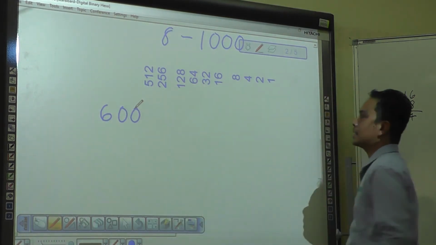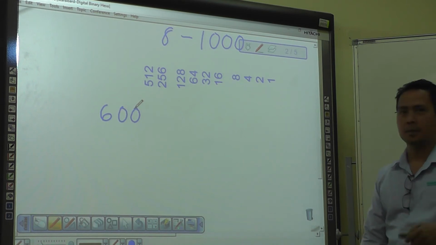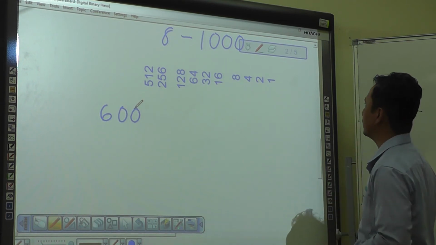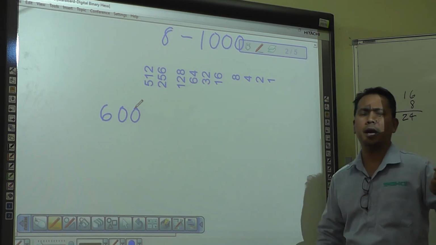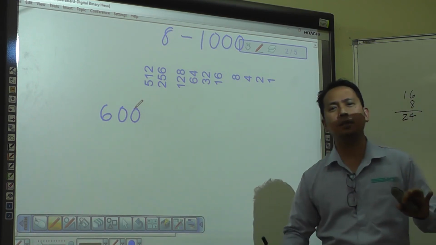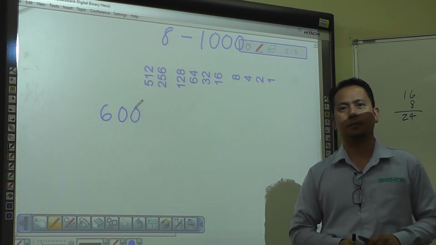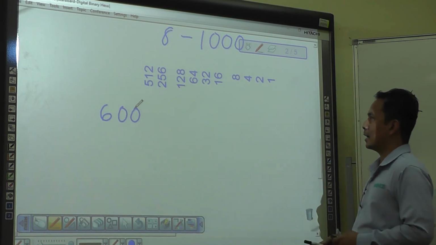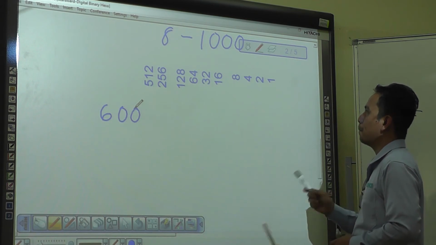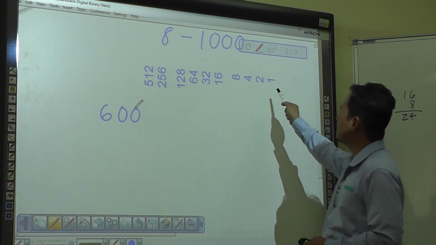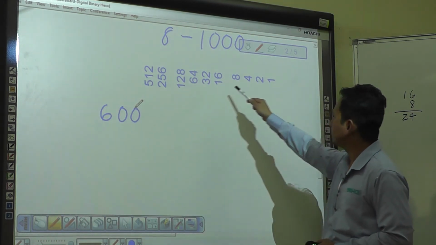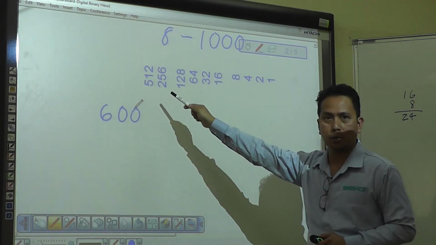Okay, so this 600, we will just compute. Please compute for yourself. This is another technique. Which one is easier for you, you can use it. I have another suggestion for this. Now, this is how we will do it. If you will see this value, these are the numbers.